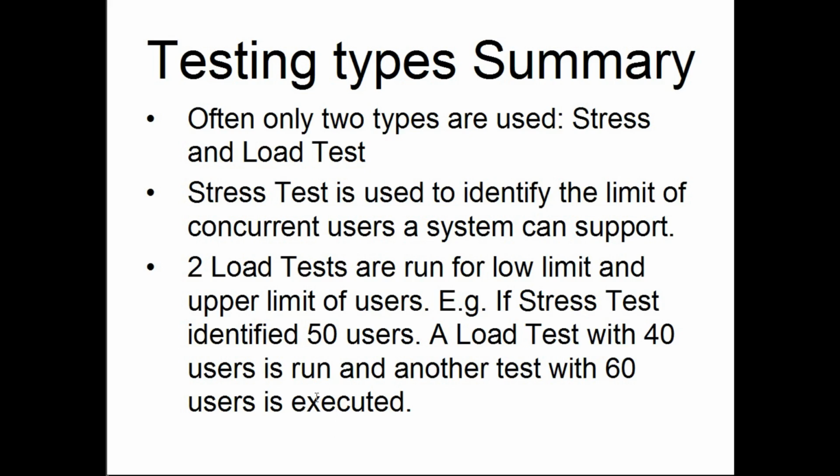So in summary, we could say that often only 2 types are used: stress test and load test. Stress test is used to identify the limit of concurrent users a system can support. And then, after the stress test, usually 2 load tests are run for a low limit and an upper limit of users. For example, if the stress test identified 50 users, a load test with 40 users is run, and another test with 60 users is executed.